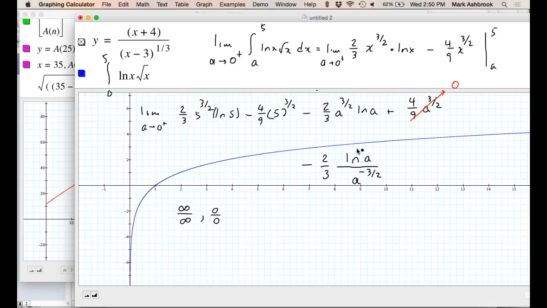And what does it say? It says the ratio of the derivatives has the same limit as this. The ratio of the derivatives has the same limit. So what's the ratio of the derivatives? 1 over a over negative 3 halves a to the negative 5 halves, which all in all becomes 1 over a to the 7 halves.